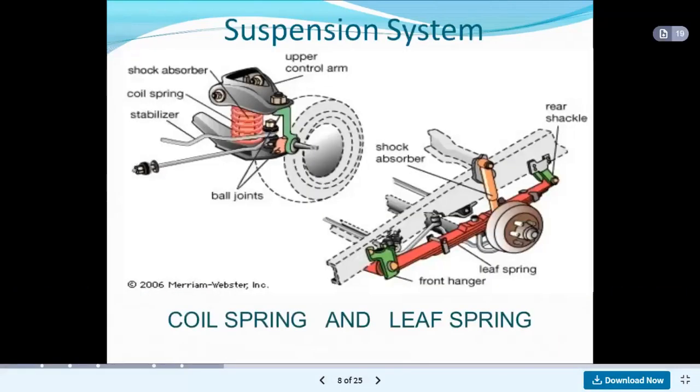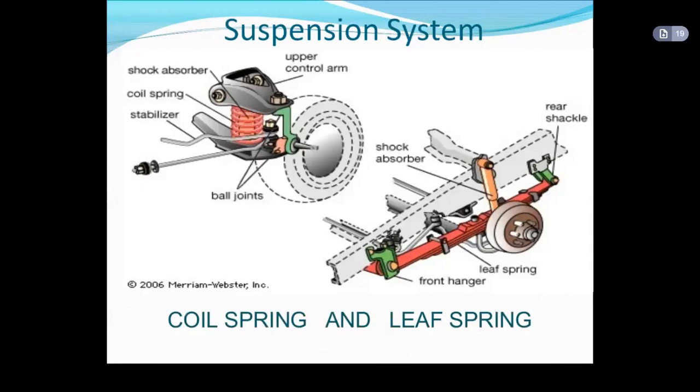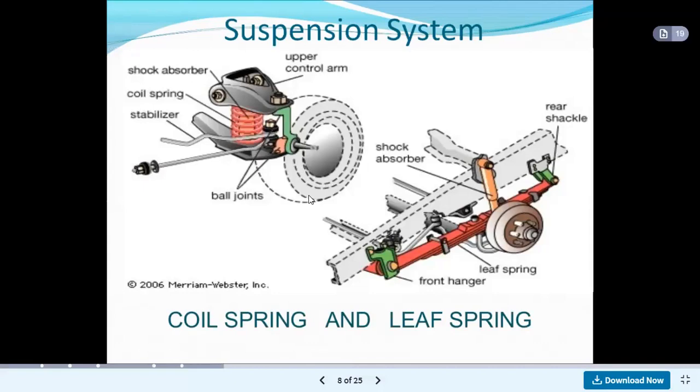If we see the diagram again, here the coil springs and leaf springs are provided. The upper control arm is there, then the shock absorber is available here, coil springs are available, this is the stabilizer, then ball joints are there. So all this is related to the suspension system.